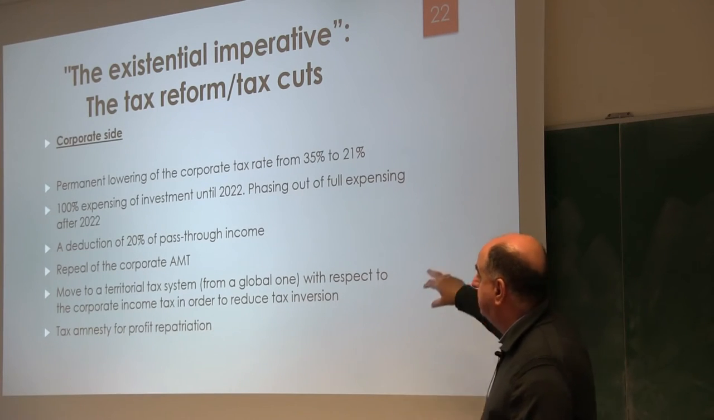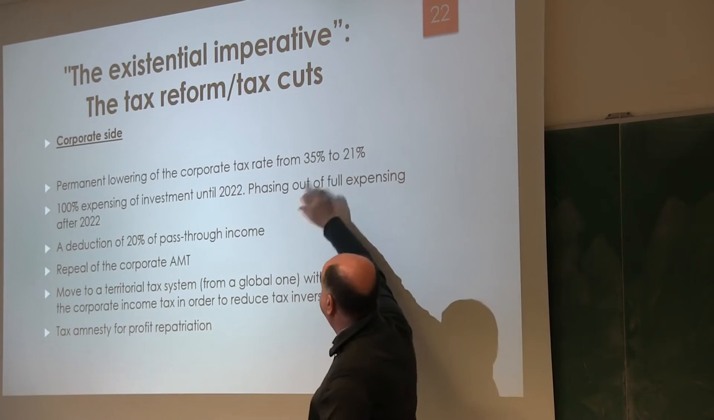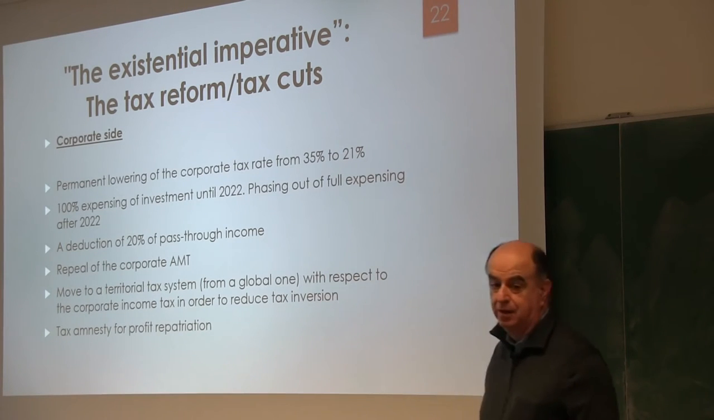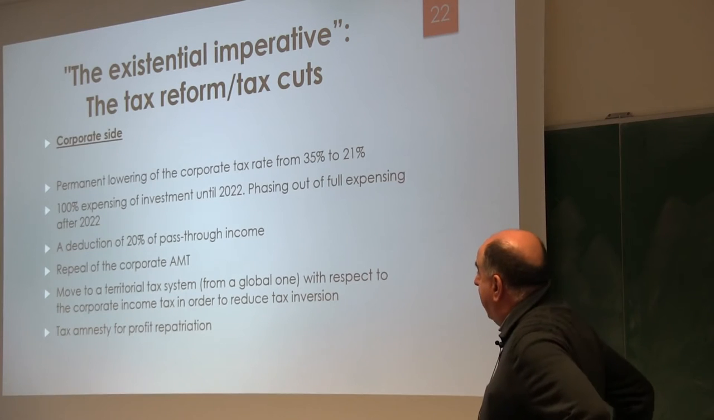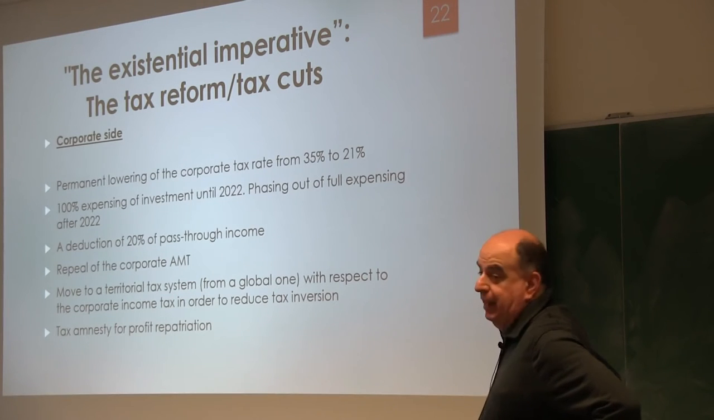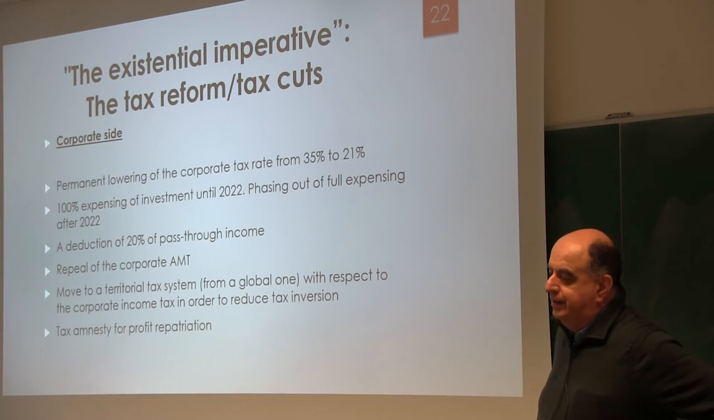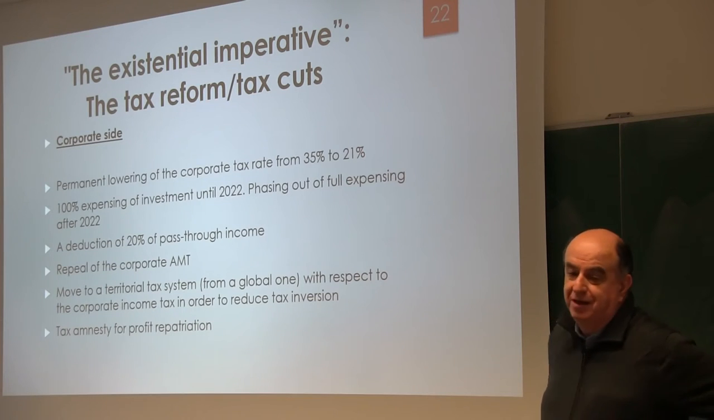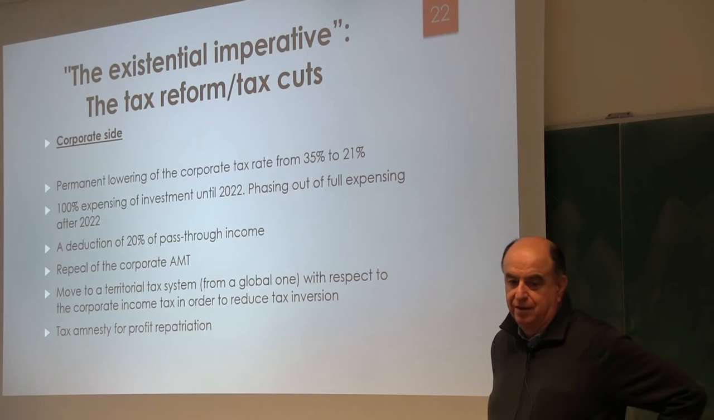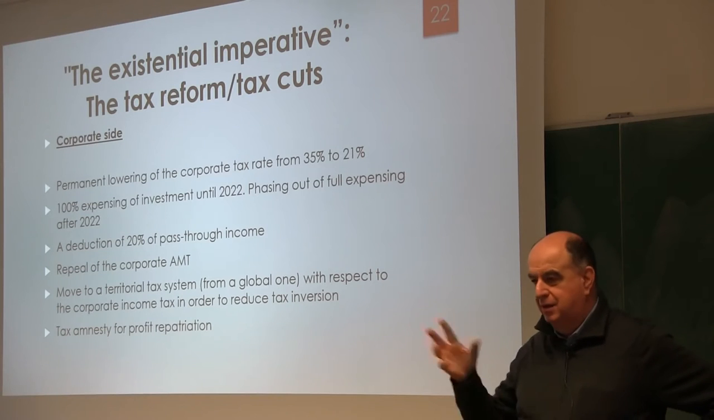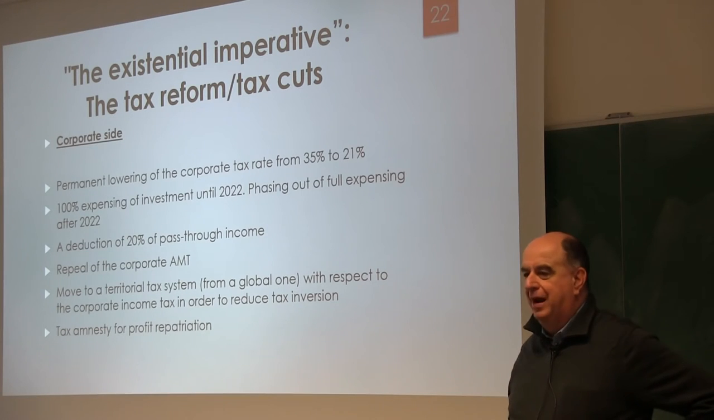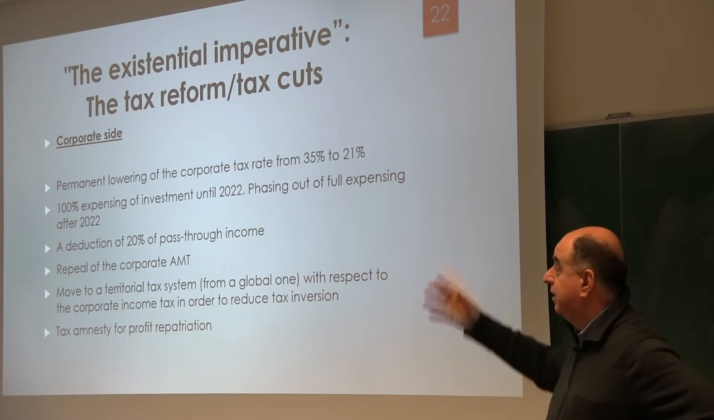Also there, the most important thing is the reduction of the corporate tax rate from 35 to 21. The United States has a corporate rate that was much higher than the OECD average, but there were a lot of deductions possible. So the effective rate was in reality 21-22%.